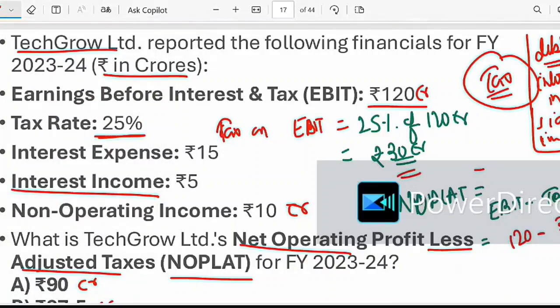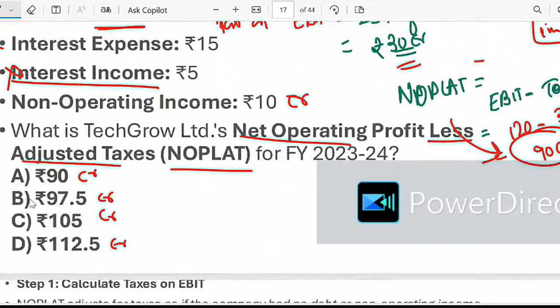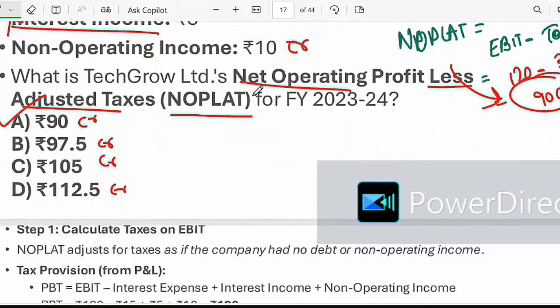30 crore we have paid. So the answer will be 90 crore. This is NOPLAT. It does not take interest income, it does not take interest expense into consideration. So what will be the correct answer? Correct answer is option number A. So that is the answer.